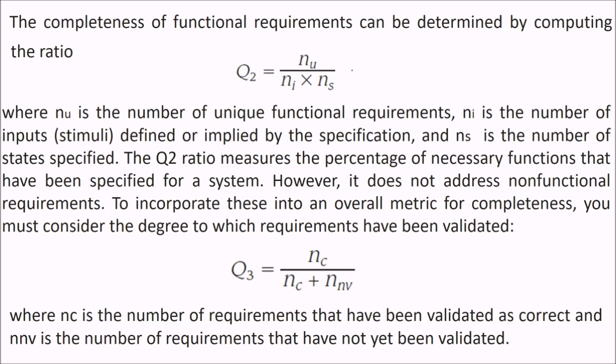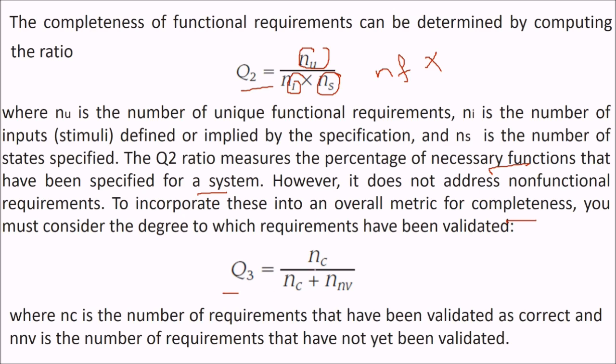So the completeness of the functional requirements can be determined by computing the ratio Q2 = NU by NI into NS. NU is the number of unique functional requirements. NI is the number of inputs or stimuli defined or implied by the specification. NS is the number of states which are specified. Now this ratio measures the percentage of necessary functions that have been specified for a function, but it does not address the non-functional requirements. So to incorporate these into an overall metric for completeness, we must consider the degree to which the requirements have been validated.